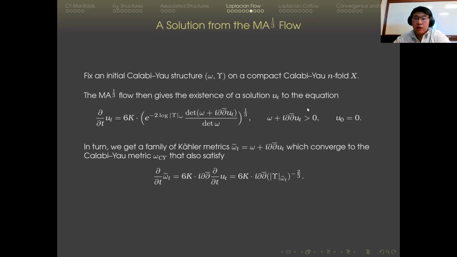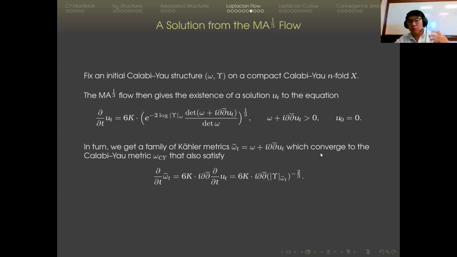Let's look at a flow that's convenient. In this case, it's going to be the MA 1/3 flow. To do this, we'll fix some initial Calabi-Yau structure on our compact Calabi-Yau manifold. And if we run the MA 1/3 flow, we satisfy this complex Monge-Ampère equation down here, and we get a family of Kähler metrics, omega t tilde, just by adding i del del bar of ut, which is some family of functions that we get from the existence. These converge to the Calabi-Yau metric, as we've mentioned before, and the complex structure with respect to this flow stays fixed.